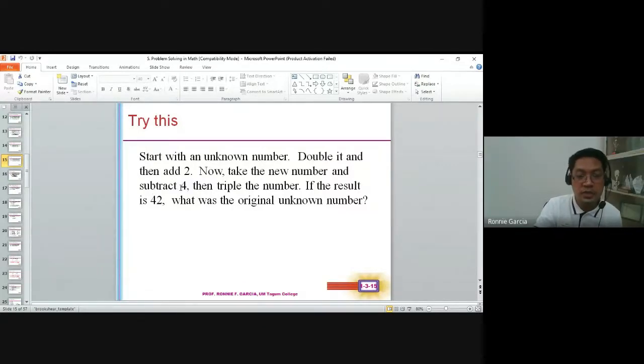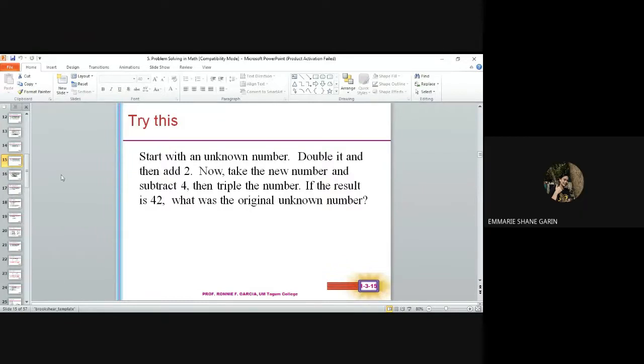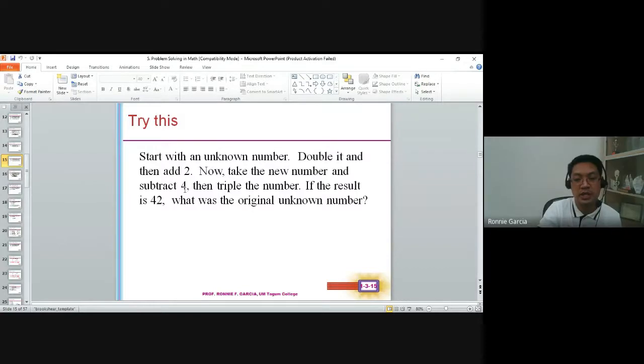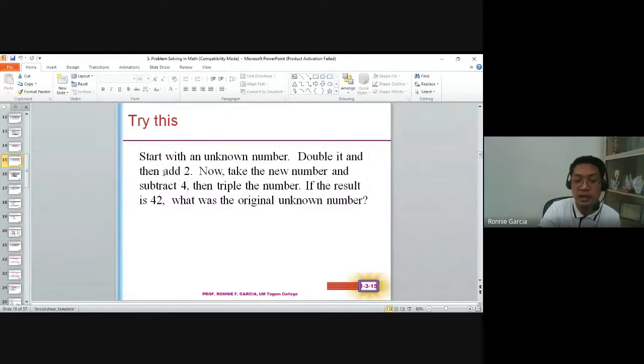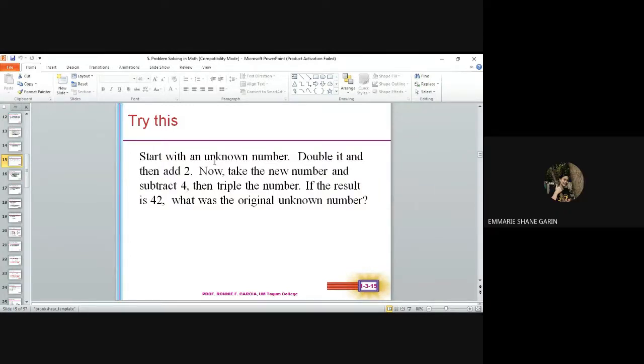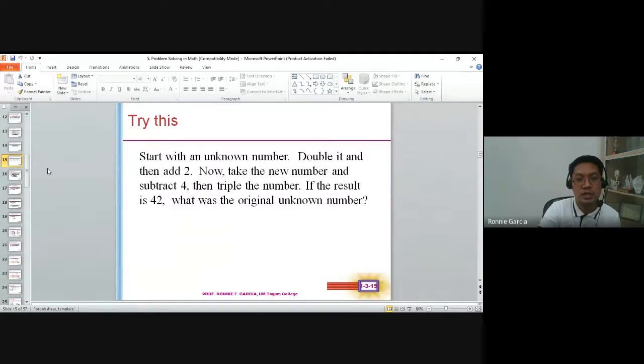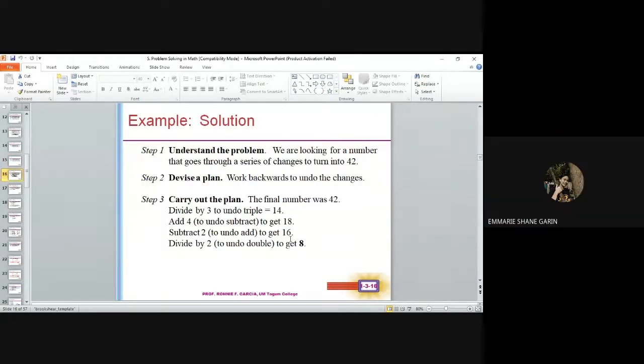Then we have subtract 4. What is the reverse of subtract? Add. So 14 plus 4, 18. And then add 2 is the next. What is the reverse of addition? Subtraction. So minus 2 from 18, that is 16. And then we have double it. The reverse of double is divide by 2. So what is 16 divided by 2? 8. Very good. The correct answer is 8.